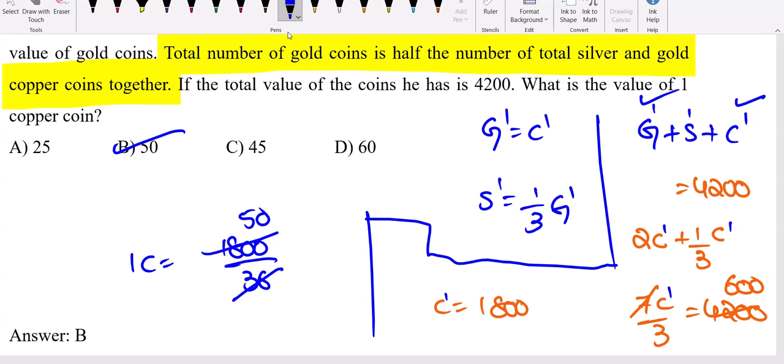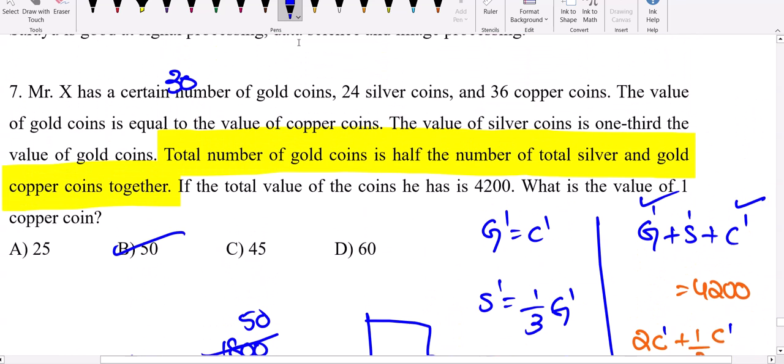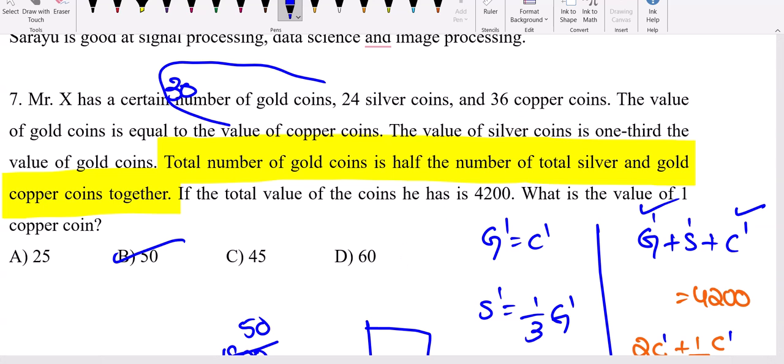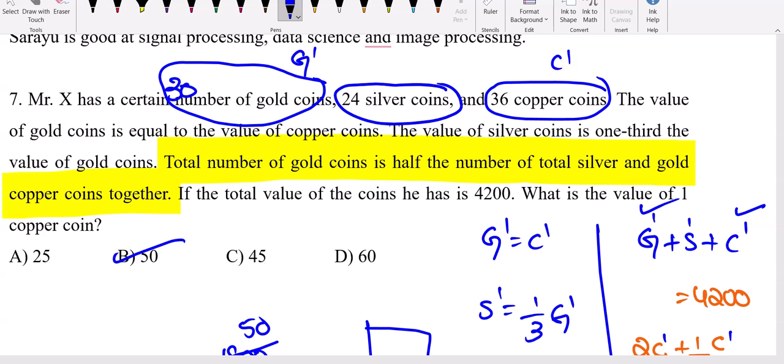And here the confusion generally people will go ahead with is here 36 gold, 30 gold plus 24 silver plus 36 copper equal to 1,800, 4,200 if you write. Problem, it's not G equal to C directly. The value of all this gold together is G dash. And value of all this copper coins is C dash. Value of all this together is S dash. Then G dash and C dash both are equal. How say 30 coins there, 36 coins?